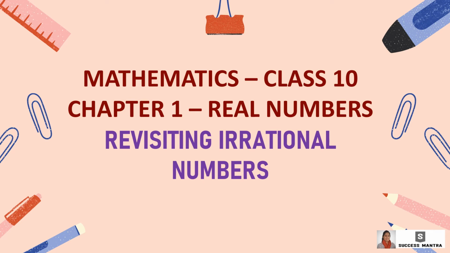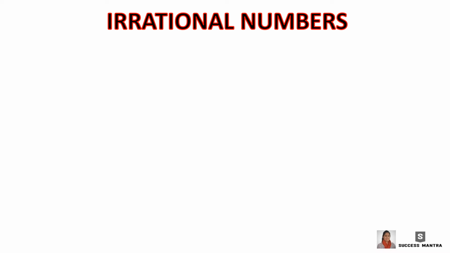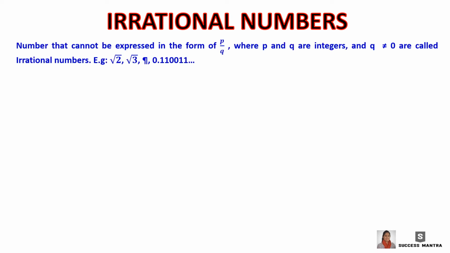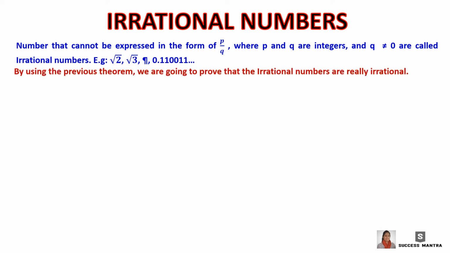Today we will discuss a new topic in chapter 1, Real Numbers, that is, revisiting irrational numbers. So what do you mean by irrational numbers? We have already learned in our video 1 that irrational numbers are the numbers that cannot be expressed in the form of p by q, where p and q are integers and q can never be 0. Some examples are root 2, root 3, pi, 0.110011, that is, non-terminating non-repeating numbers.